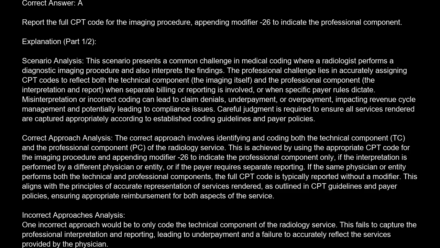Correct approach analysis. The correct approach involves identifying and coding both the technical component, TC, and the professional component, PC, of the radiology service. This is achieved by using the appropriate CPT code for the imaging procedure and appending modifier -26 to indicate the professional component only, if the interpretation is performed by a different physician or entity, or if the payer requires separate reporting. If the same physician or entity performs both the technical and professional components, the full CPT code is typically reported without a modifier.